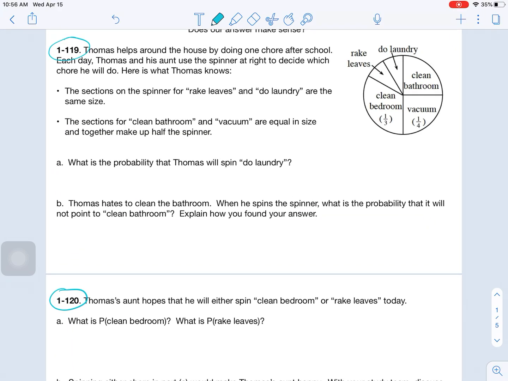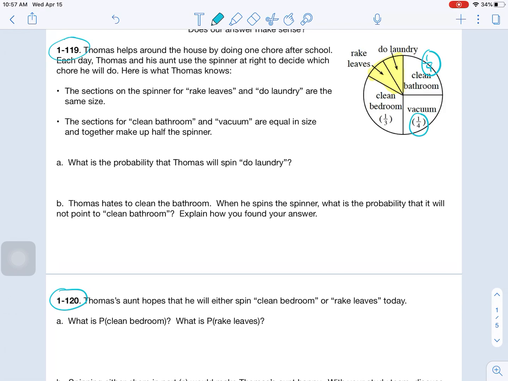Okay. Thomas helps around the house by doing one chore after school. Each day, Thomas and his aunt use the spinner at the right to decide which chore he will do. Here's what Thomas knows. The sections on the spinner for rake leaves and do laundry are the same size. So this and this. These two are equal to each other. The sections for clean bathroom and vacuum are equal in size, and together they make up half the spinner. So we know that if this is 1/4, that this also has to be 1/4 to make up a half. And then it tells us about cleaning the bedroom is 1/3.